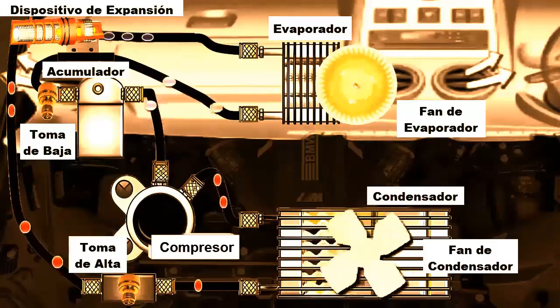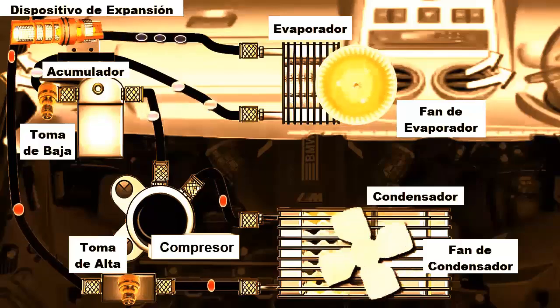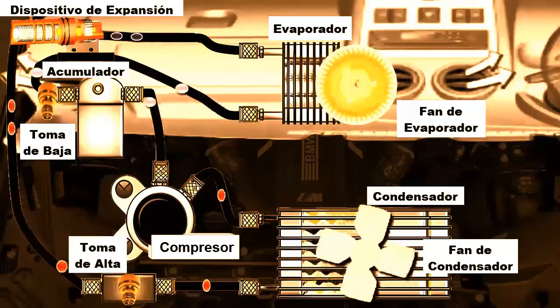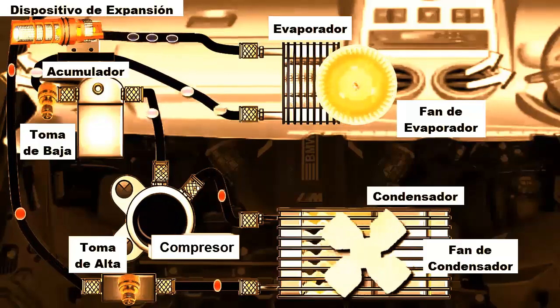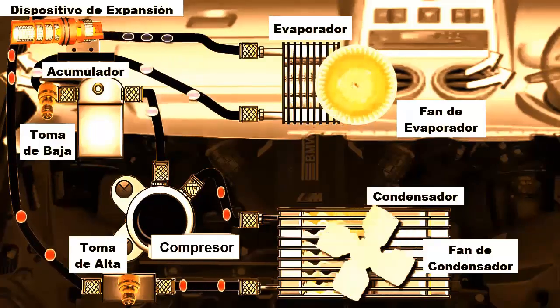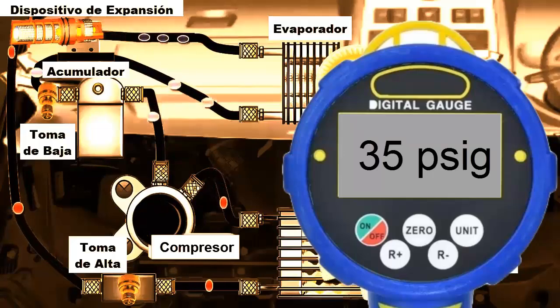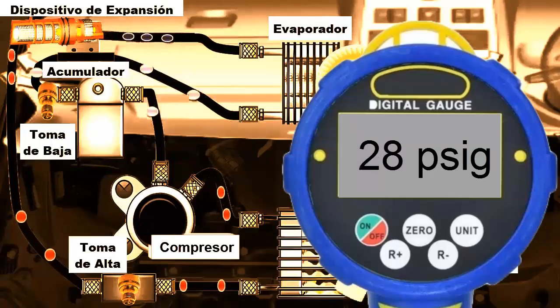Let's start with a key principle. In a combustion engine, revolutions per minute, RPM, are essential to define the pressure range of the air conditioning system. As the engine speed varies, so do the system's pressures. Now, let's look at some average values for different situations.